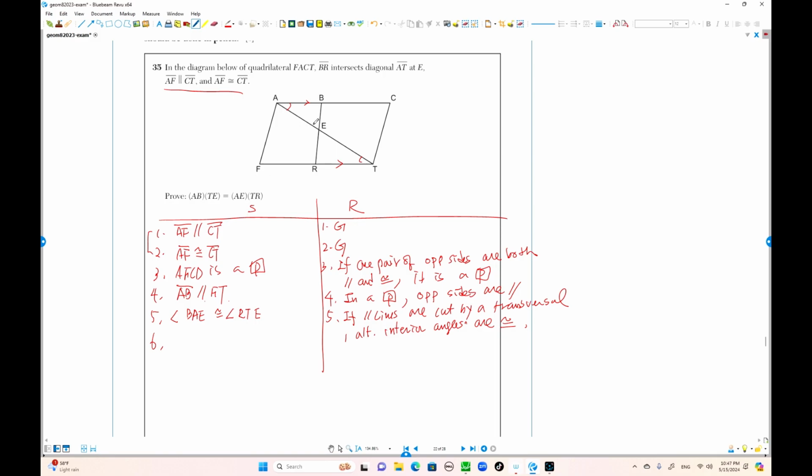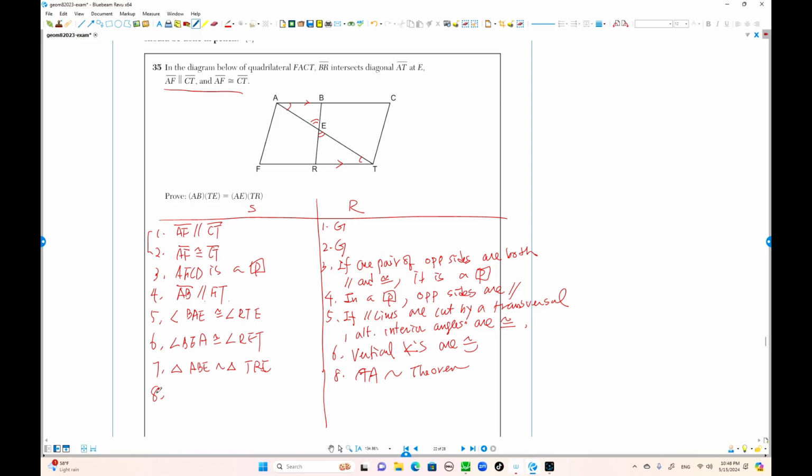Second, I'm going to use these two angles: angle BEA is congruent to angle RET. This time it's just right. Vertical angles are congruent, okay? So by the angle-angle theorem, triangle ABE is similar to triangle TRE, okay? Angle similar theorem, or just angle similar is okay too.